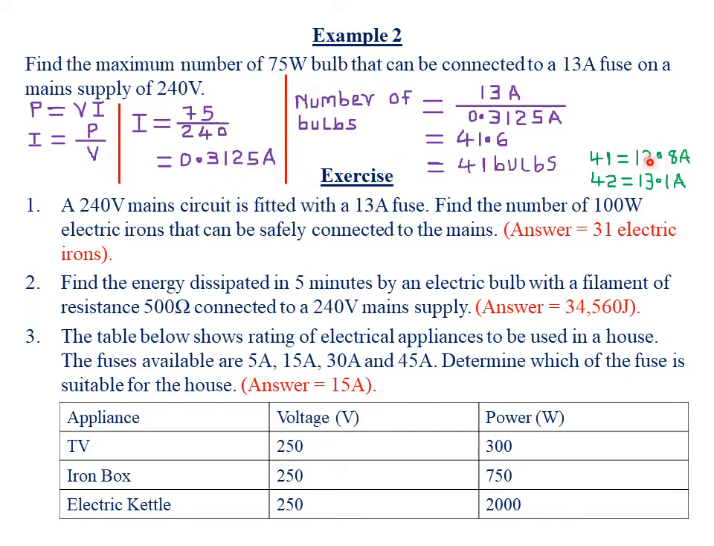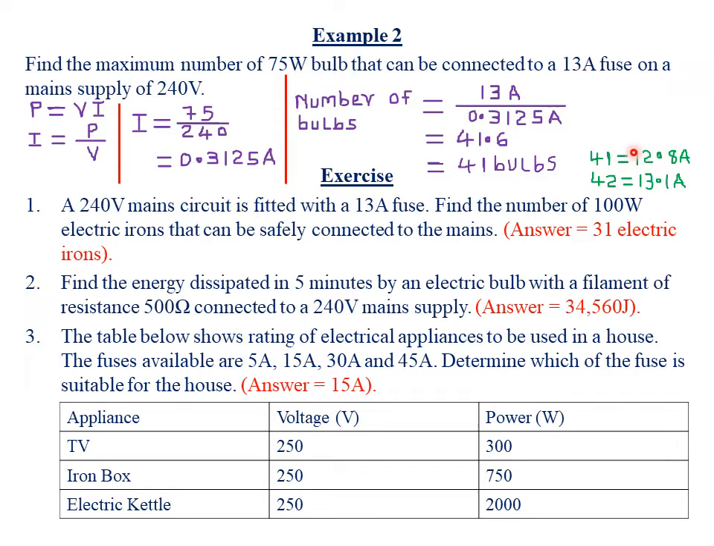So if we try checking for 41 bulbs, if you take 41 multiplied by 0.3125 amperes, you will get that they need a current of 12.8 amperes. But if you take 42 bulbs, 42 multiplied by 0.3125 amperes, which is the current for only one bulb, you will obtain 13.1 amperes. So 41 bulbs will need 12.8 amperes, but 42 bulbs will need 13.1 amperes.